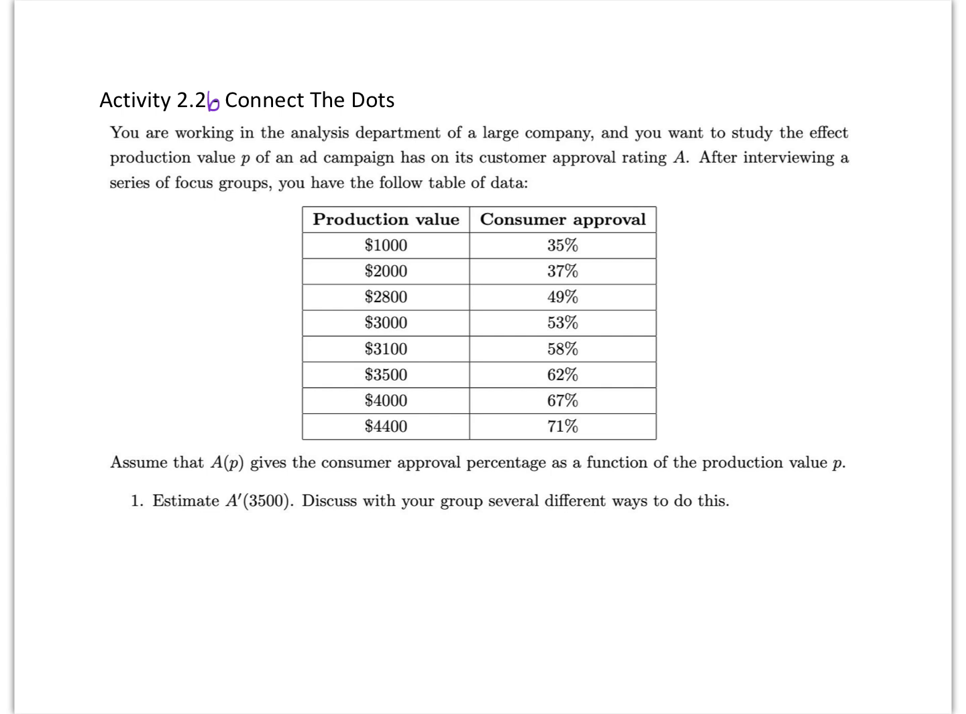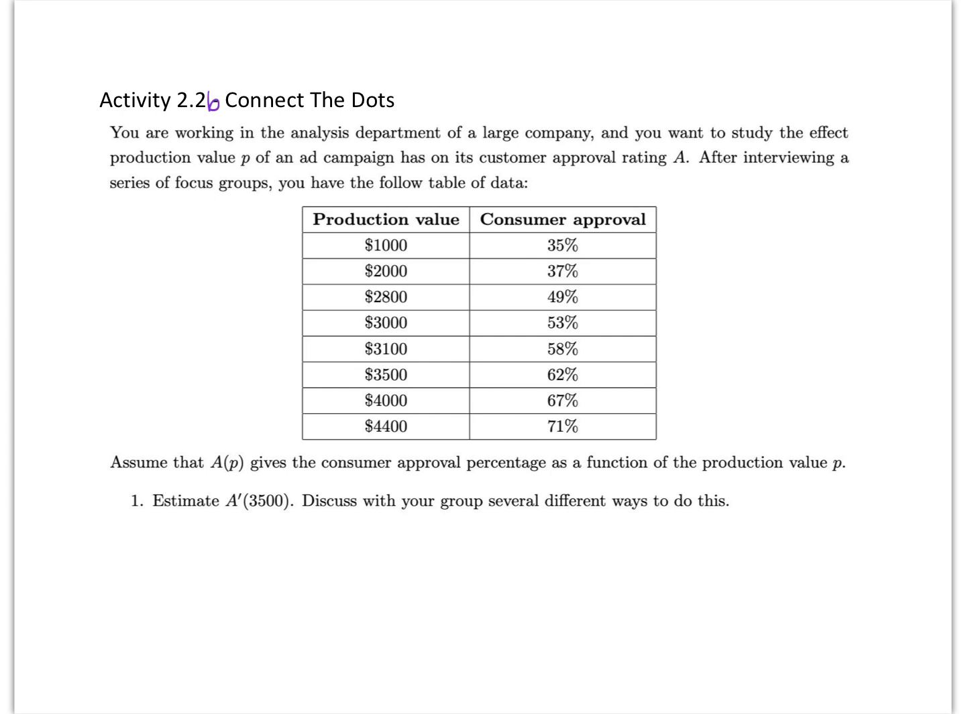Okay, so now that you've taken a few minutes to try this on your own, let's go through it together. You're working in the analysis department of a large company and you want to study the effect production value P of an ad campaign has on its customer approval rating, A. After interviewing a series of focus groups, you have the following table of data. So, some various production values associated with customer approval ratings. Assume that A of P gives the customer approval percentage as a function of the production value P.